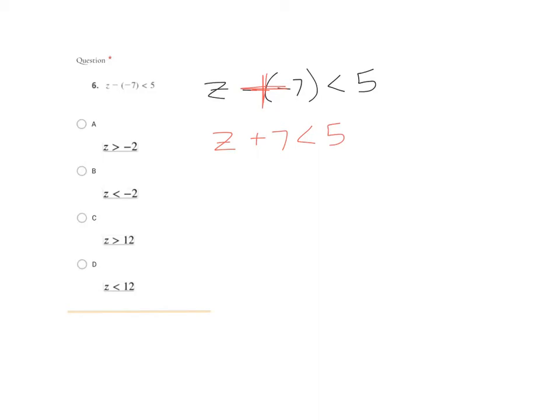To get rid of this positive 7, I'm going to minus 7 from both sides. That gives me z is less than negative 2. Z less than negative 2 is letter B.